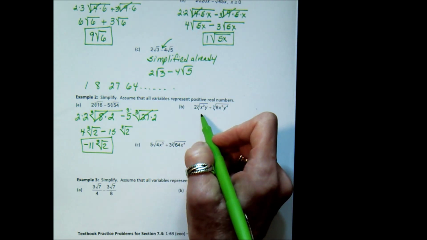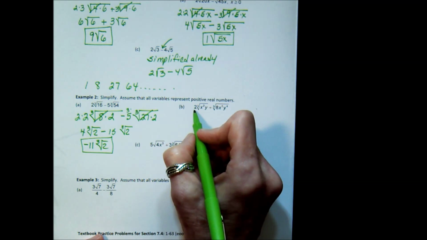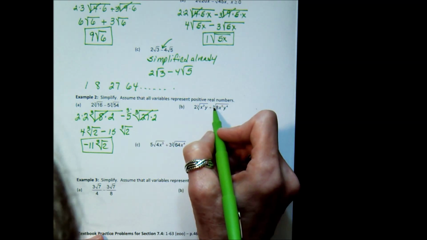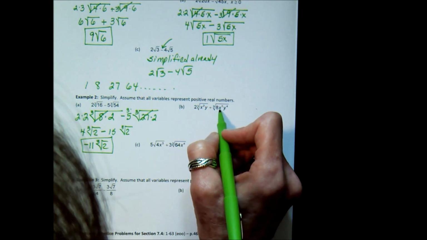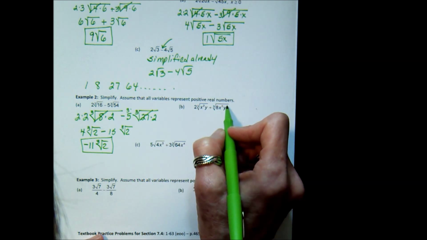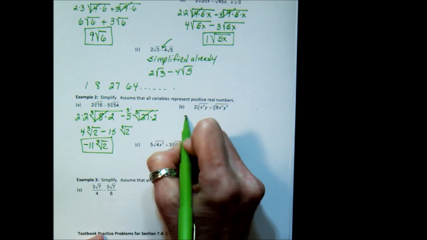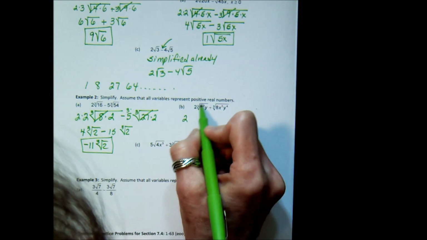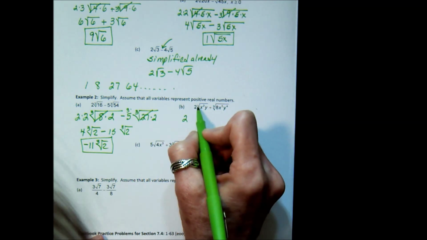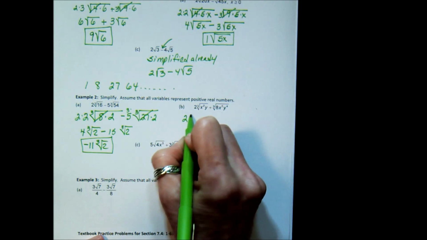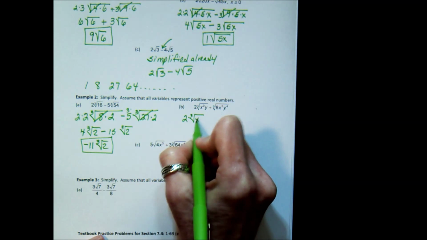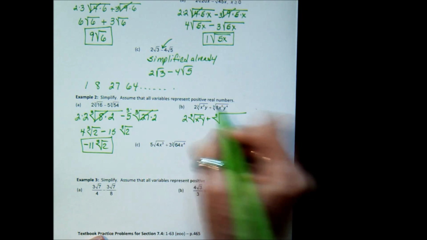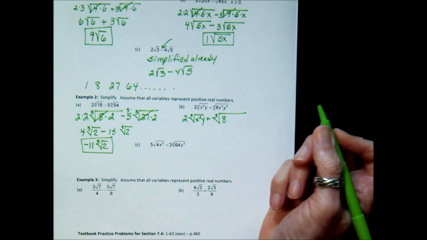Let's look at some that have variables underneath. I have 2 cube roots of x squared y plus cube root of 8x to the 5th y to the 4th. This first one can't be broken down, and I know that because the exponents in the radicand are smaller than the index, so there's not enough to pull any out. So I'm just going to leave this. There's nothing I can do with that. 8 is a perfect cube, so I don't need to break that down.